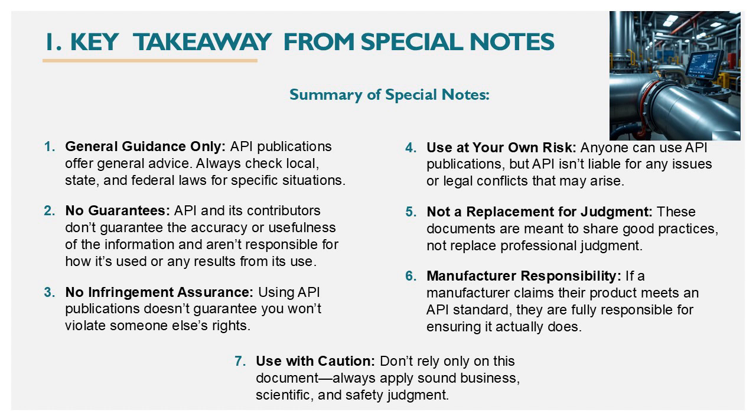Number 6 is manufacturer responsibility. If a manufacturer claims their product meets an API standard, they are fully responsible for ensuring it actually does. And number 7 is use with caution. Don't rely only on this document; always apply sound business, scientific, and safety judgment.